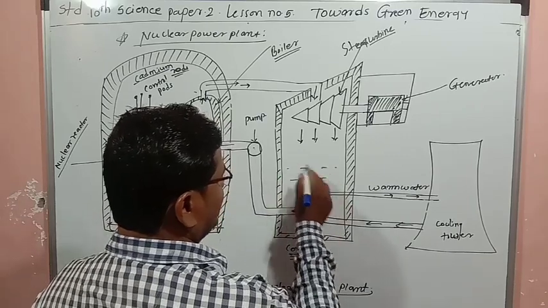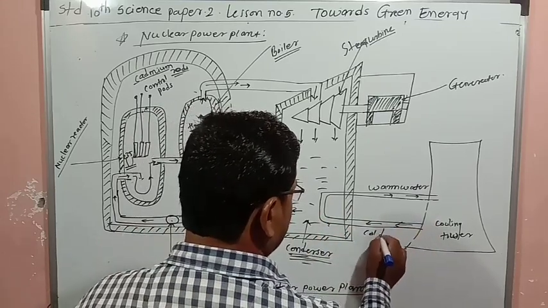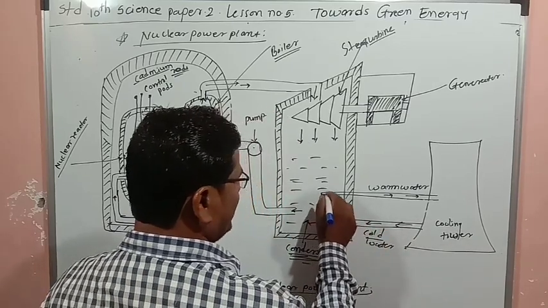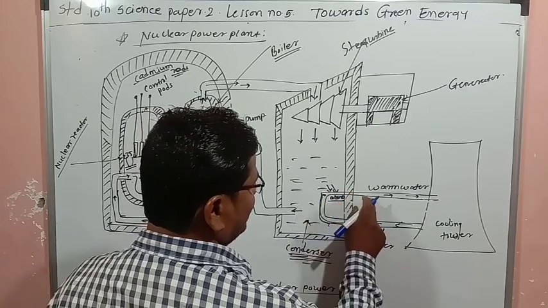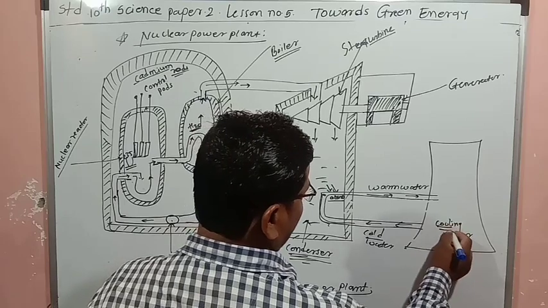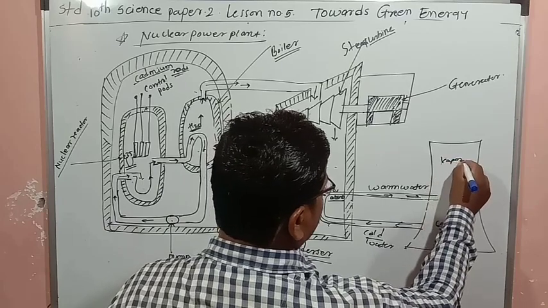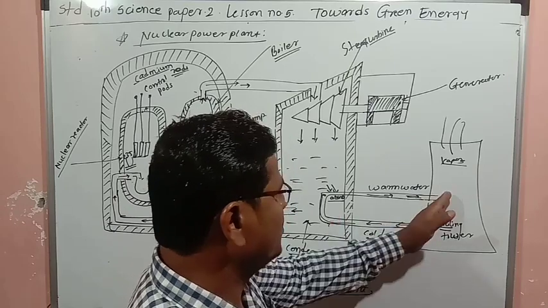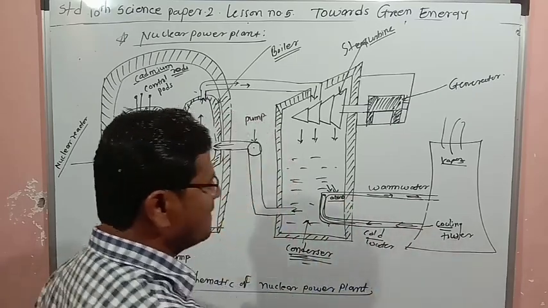In the condenser, again cold water is taken. Cold water is inserted into the condenser. So cold water will absorb heat, and it will become warm water, and that warm water goes to the cooling tower, and that water will release hot gases and vapors into the atmosphere. So cooling will take place, and again cold water is taken into the condenser. Like this way, this process is carried out again and again.